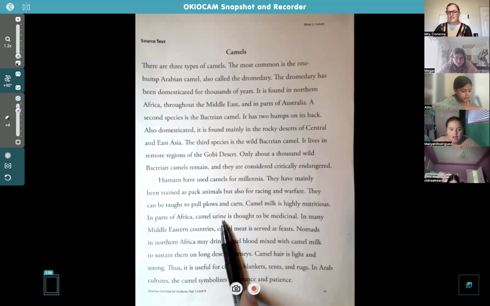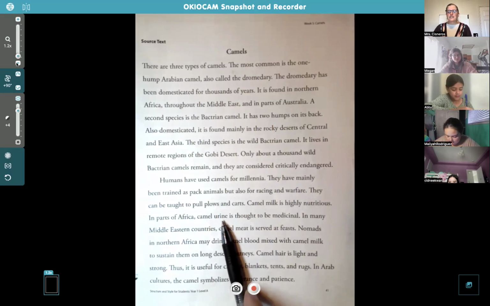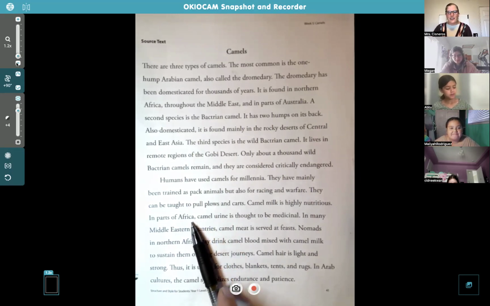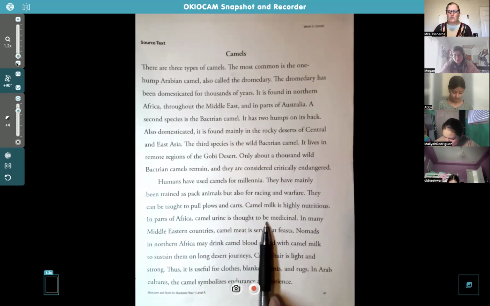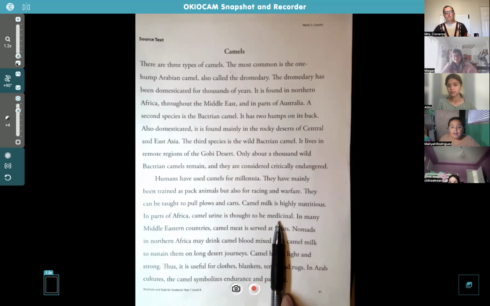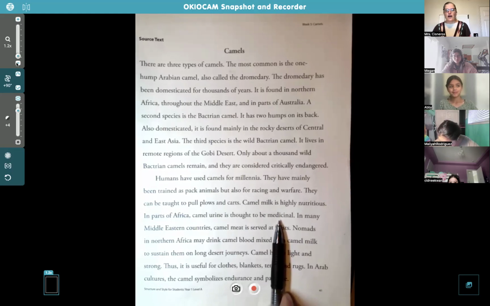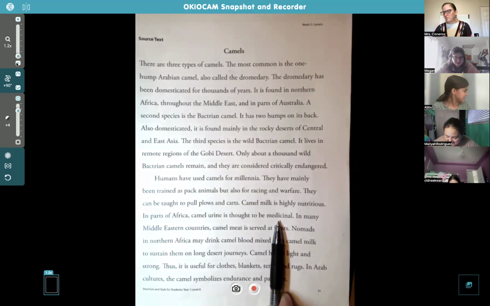Urine. Do you guys know what urine is? It's your pee. Everybody pees, right? All animals, all people. It's pee. It's gross. But in Africa, I'm kind of glad I don't live in Africa because I don't think I want to know what they do with this. But anyway, it says it's thought to be medicinal, meaning like used for medicine. Do you see medicine in there? Medicinal means for medicine. So I don't know if they drink it. I don't know if they put it on their skin to help a cut. I don't know what they do with it, but it's gross, right? Anyway, I'm going to keep going.